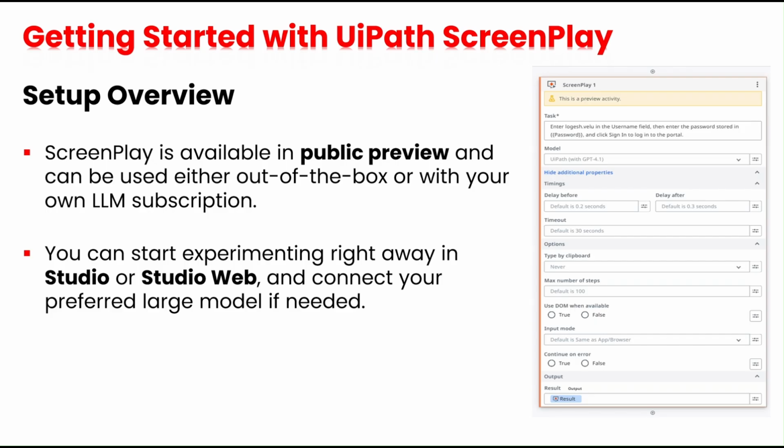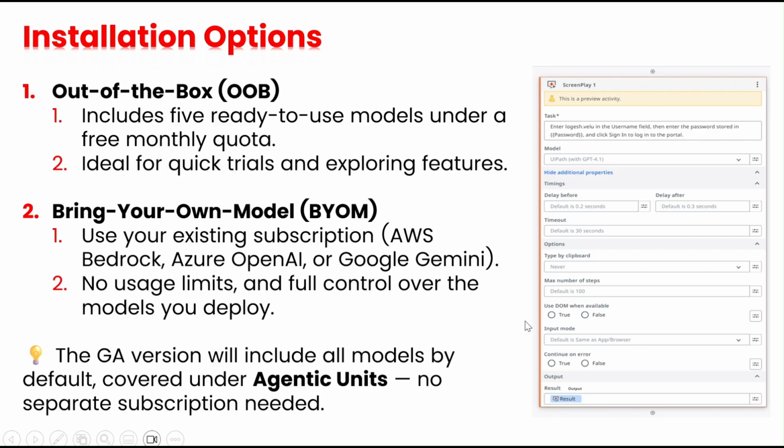Let's talk setup. ScreenPlay is currently in public preview, and you can use it two ways. Out of the box with the built-in models, or bring your own LLM if you already have a subscription. The quickest path is to open Studio or Studio Web, drop in the ScreenPlay activity, and type your prompt. No complex wiring required. If you want more control, you can connect your preferred model in Automation Cloud and point the activity to it. That's it. Start experimenting, tune the delays and steps if needed, and you're ready to build.